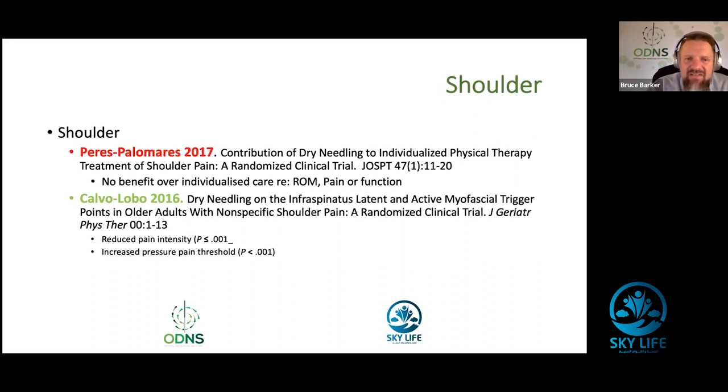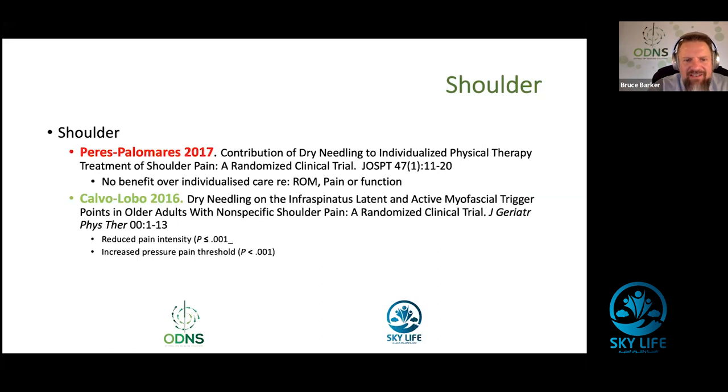So let's take a negative study first. Perez Palmares, 2017. They looked at the contribution of dry needling plus an individualized exercise program. Okay, so like probably what most of us do is we treat what we see in front of us. So they used a combination of exercise and manual therapy, tailored for each individual patient, plus needling or without needling. But they didn't show any difference over just tailoring the program.